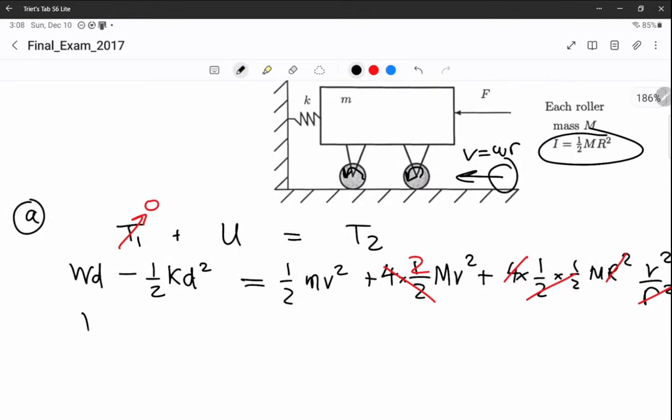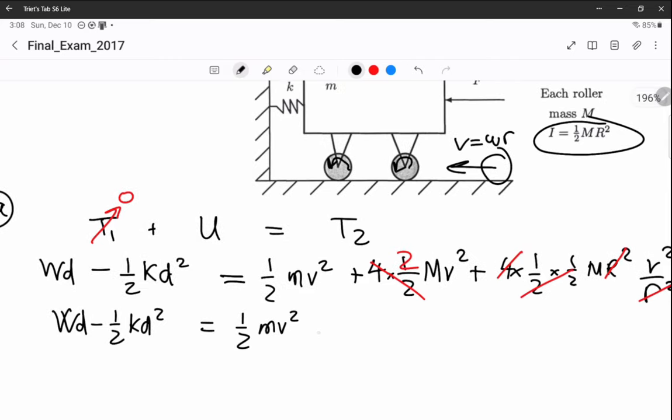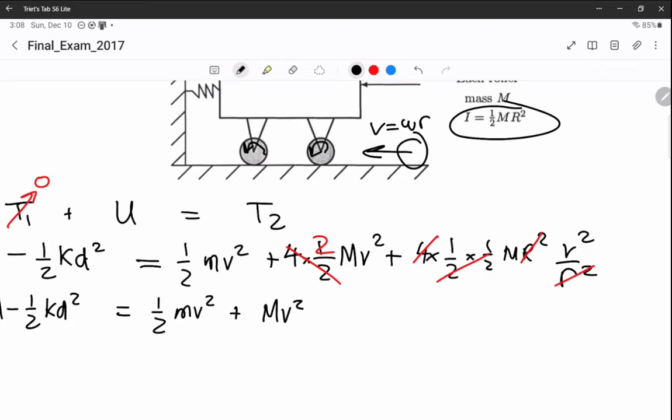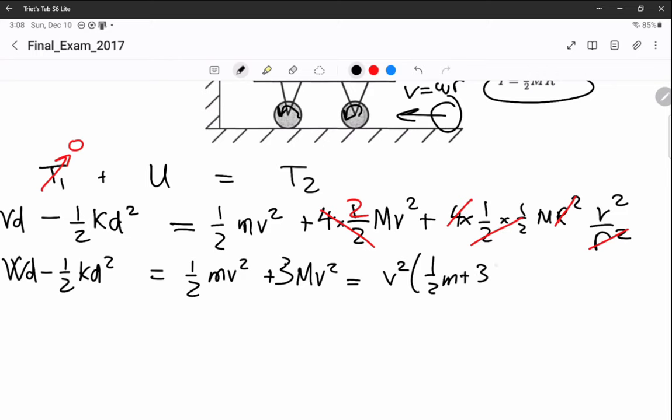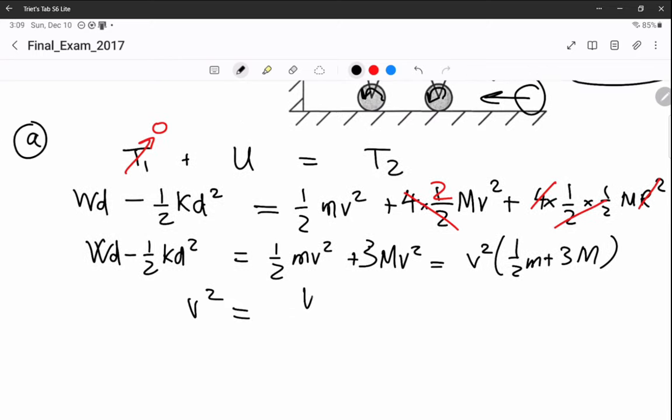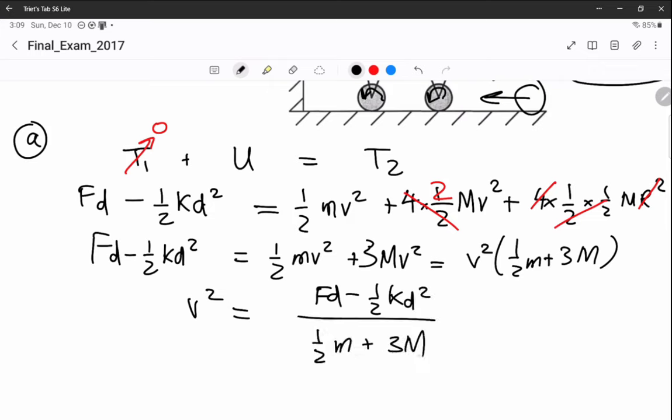Now we rewrite this. FD minus 1/2 KD square equal to 1/2 mv square plus 2 Mv square plus Mv square, so that is 3 big M v square. So you group v square together, you have 1/2 m plus 3 big M. So v square is going to be, this is F, my bad, FD minus 1/2 KD square over 1/2 m plus 3M, and then V, what they asked for, is simply the square root of that, and that's straight up the answer.